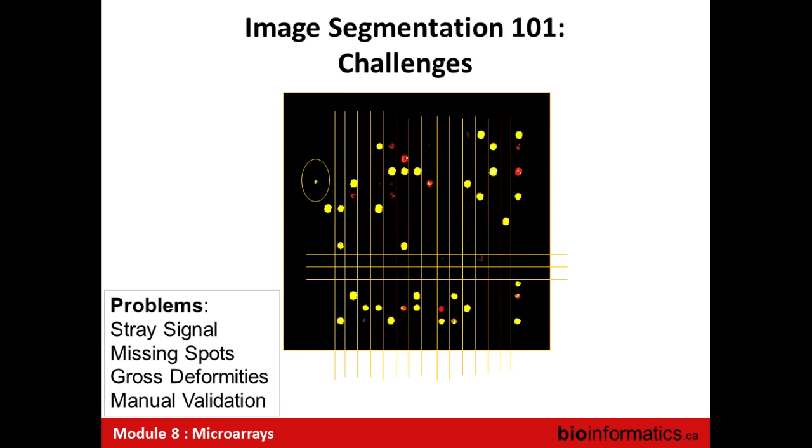Two-color array. Any two-color array can have green, red, dots. And one-color array can have green, red. Oh, well, yes. Or usually gray. I think you can use feature and spot interchangeably.